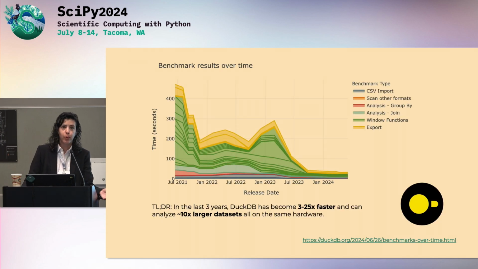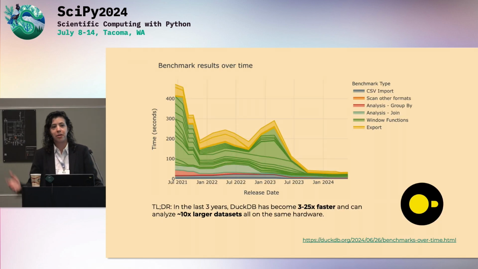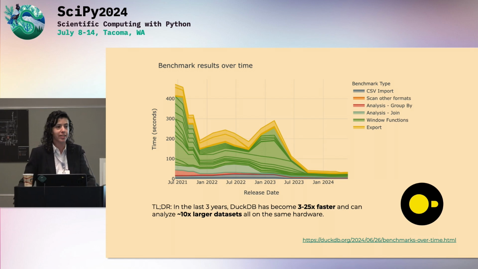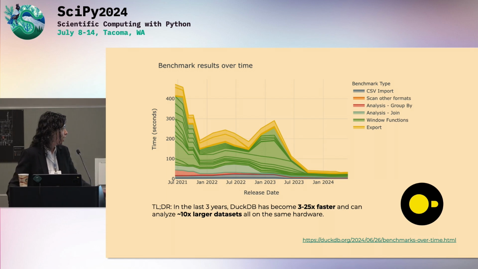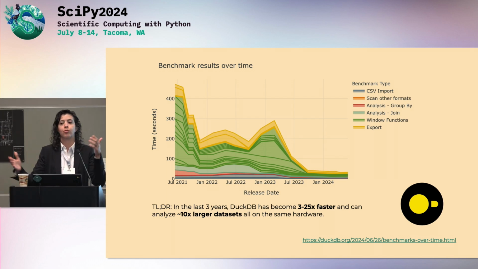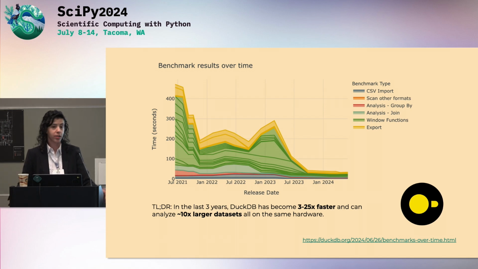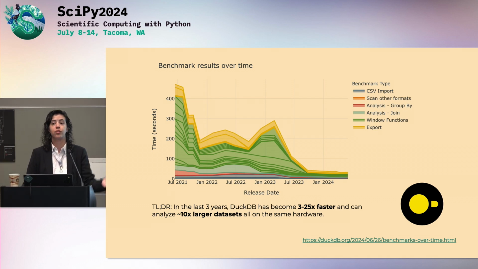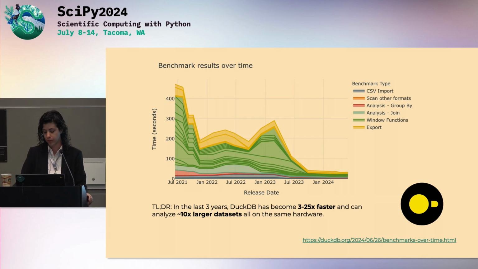Now, the other important thing is the folks at DuckDB have been making things hella fast, and in the last 3 years, they have become from 3 to 25x faster, and thanks to Alex Monahan for this plot. I took it from a blog post of his. He's going to be giving a talk Friday afternoon, so go and check him out. And that also means that we can process 10x larger data sets. So something that you probably couldn't process on your laptop before, now you will be able to.